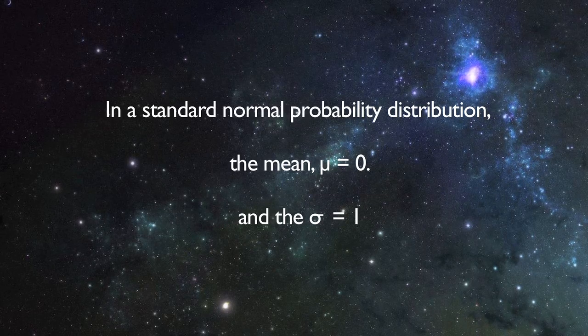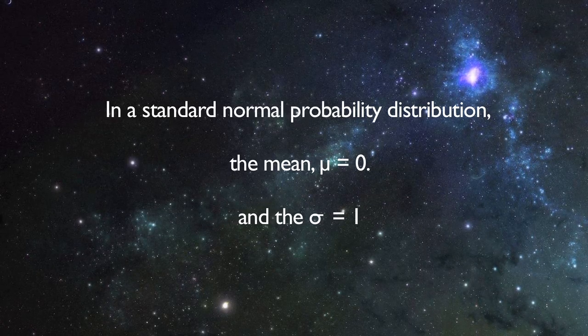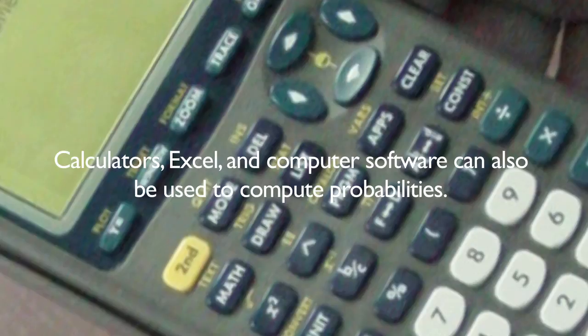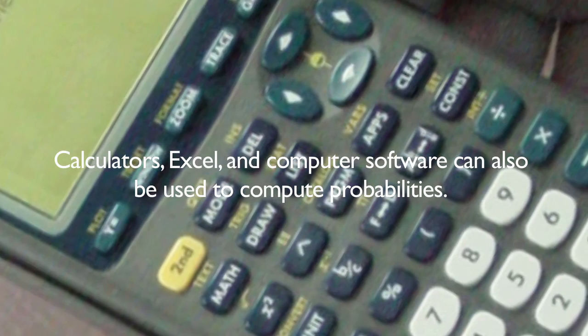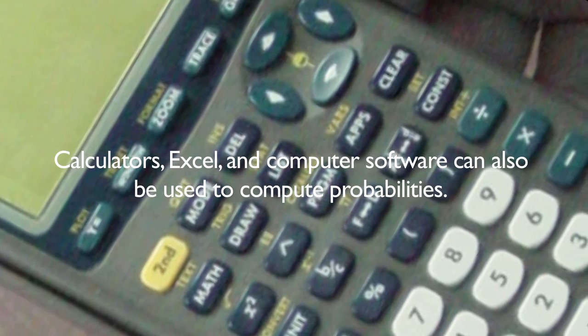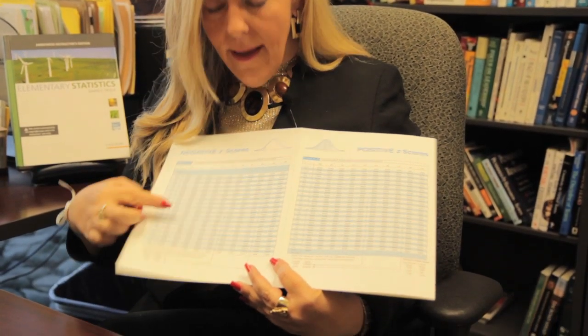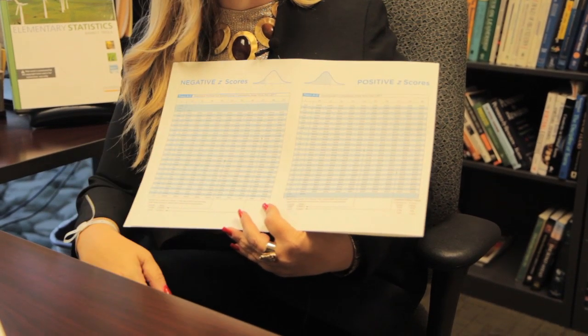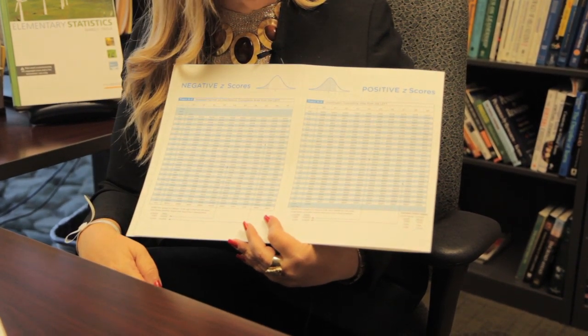In a standard normal distribution, the mean is 0 and the standard deviation is 1. We find areas or probabilities using a normal curve table. In the table, all of the probabilities are computed for you if you have a given z-score. Calculators, Excel, and computer software also compute these probabilities. Notice there are two tables that you can use: one set that has probabilities that are less than 50%, and one table that has probabilities computed greater than 50%.